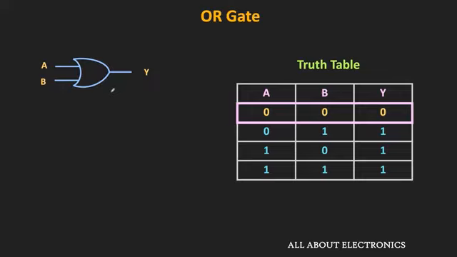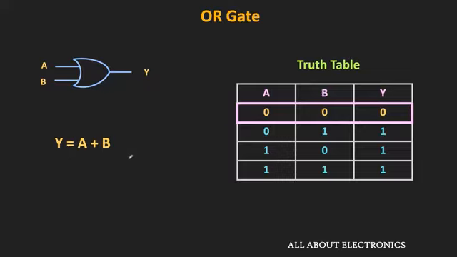So if A and B are the inputs to this OR gate and Y is the output, then the Boolean expression of this OR gate is equal to A plus B. That means if either A is 1 or B is 1 or both are 1, in that case, the output of the OR gate will be equal to logic 1. And if both inputs are 0, in that case, the output of the OR gate will be equal to 0. So that is the two input OR gate.